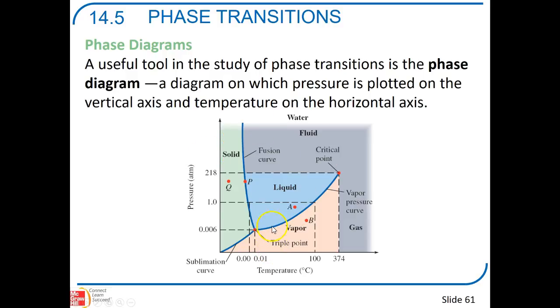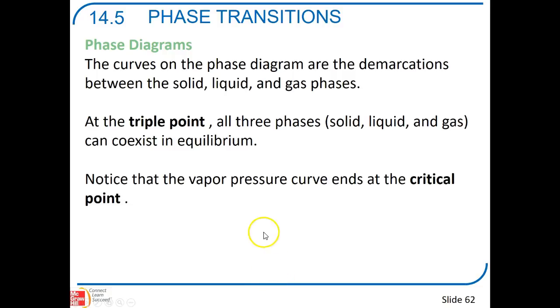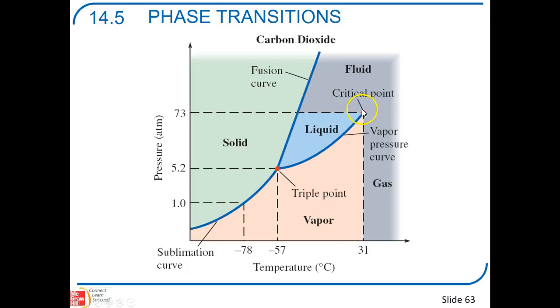But other than that, that's your diagram that we call a phase diagram. So the curves basically show us the demarcations between a solid, liquid, and gas. At the triple point, we said that they all can coexist, and the vapor pressure curve ends at the critical point. And so here's that critical point again.